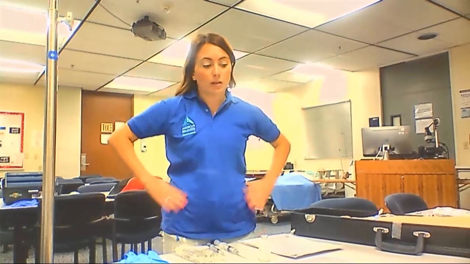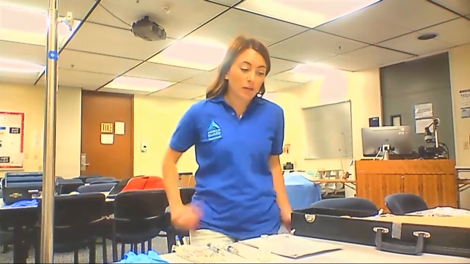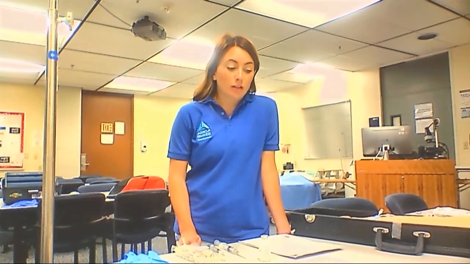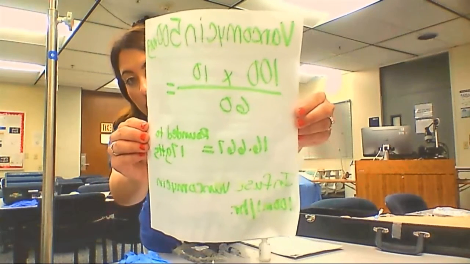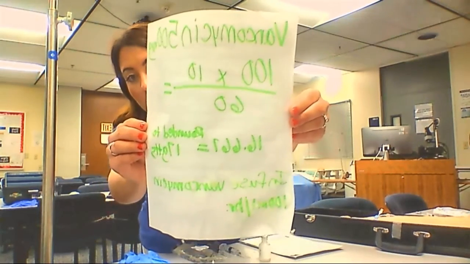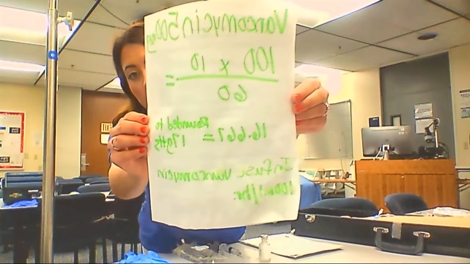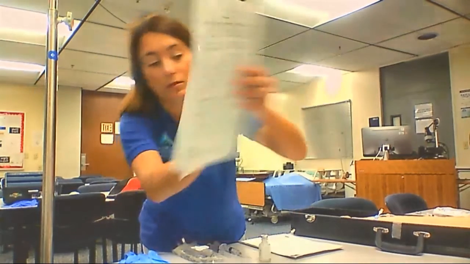I want to review what the doctor has given me today. So he has ordered vancomycin 500 milligrams to be infused 100 milliliters per hour. It's my job as the nurse to ensure that I calculate the correct drops per minute. So that is seen here in this calculation. So I have 100 milliliters times a drip factor of 10 over 60 minutes, which comes out to 16.66, which is rounded up to 17 drops per minute.